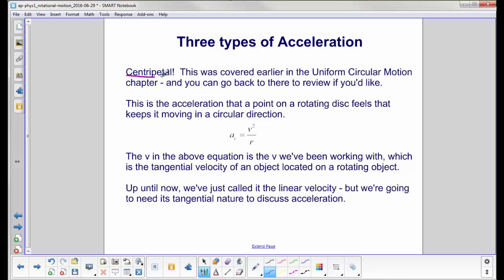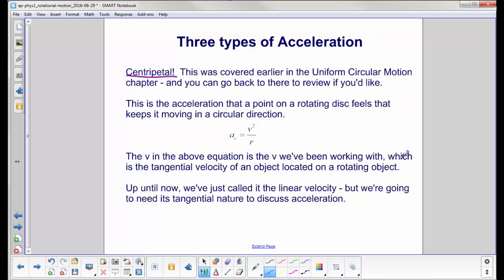Centripetal acceleration. We covered that back in the uniform circular motion chapter, just like the hint I gave last slide. And if you'd like, you can go back there and review it. It's the acceleration that a point on a rotating disk feels that keeps it moving in a circular direction. Or it's the acceleration of a planet going around the sun. And it's equal to v squared over r.